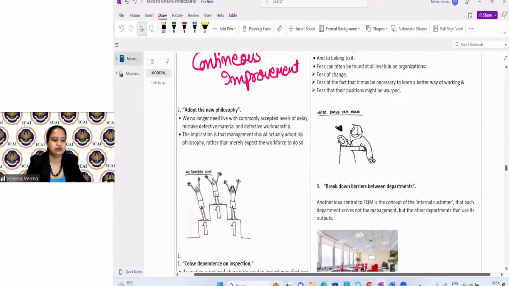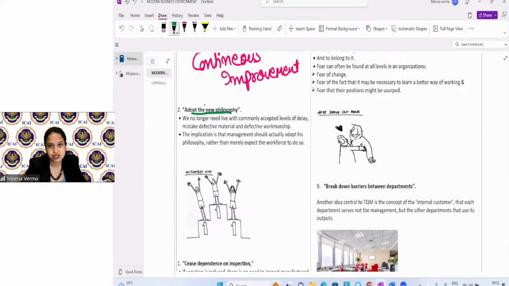Okay, so the next point is: adopt the new philosophy. Now, what is the meaning of adopting the new philosophy? We no longer need to live with commonly accepted levels of delay, mistake, or defect. No defect is acceptable here.